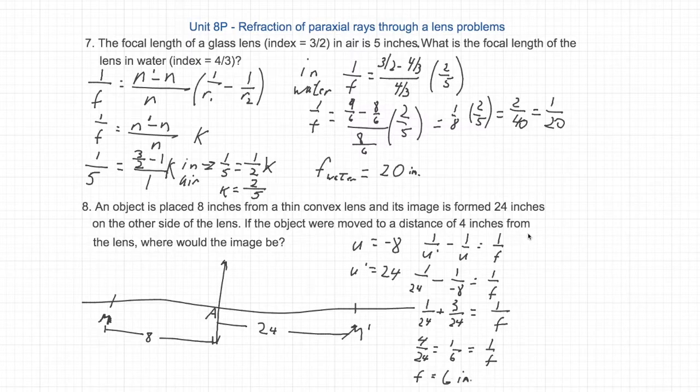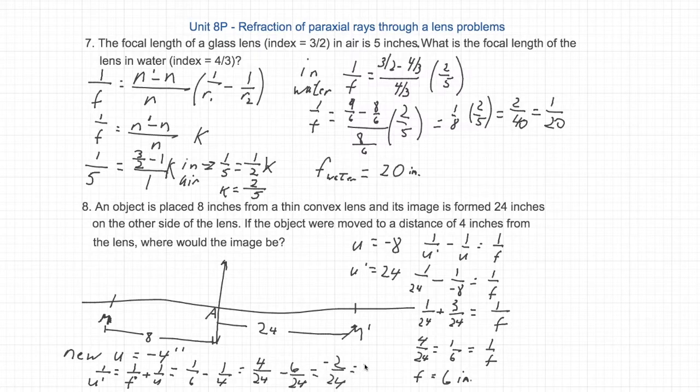And now we have a new object that's at 4 inches from the lens. So our new u is minus 4 inches, and we'll solve for u prime. So we plug in what we know, and we find that u prime equals negative 12 inches, from A to M prime.